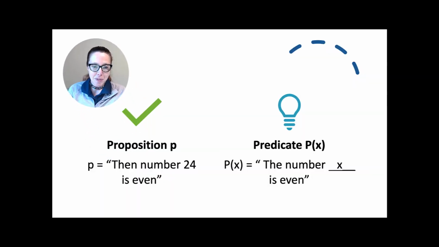So when we looked at propositions, these were those Boolean expressions that had true or false values, like our example, lowercase p, the number 24 is even. A predicate is a bit more general. And it talks about the concept of a number being even. So the number blank is even. And in this case, we use the variable x to represent some arbitrary number. And so a predicate p of x could be defined in terms of x, where x is undefined. The number x is even.